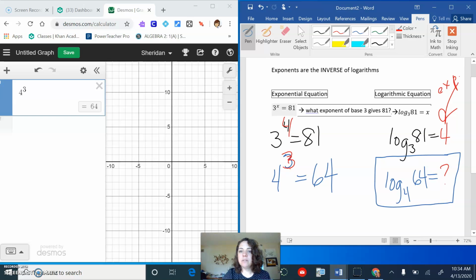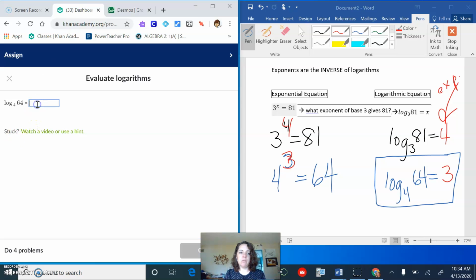So if I go back over to this answer over here on the right, where it says, hey, what is the log base 4 of 64? Well, the answer is 3, because log just means what's the exponent. So I go over here and I go, okay, my answer is going to be 4 to the third power gives me 64.